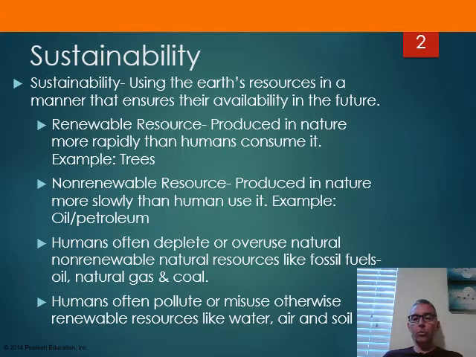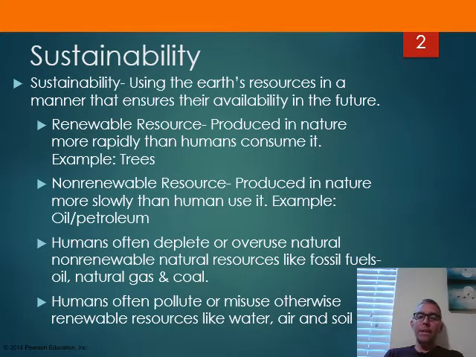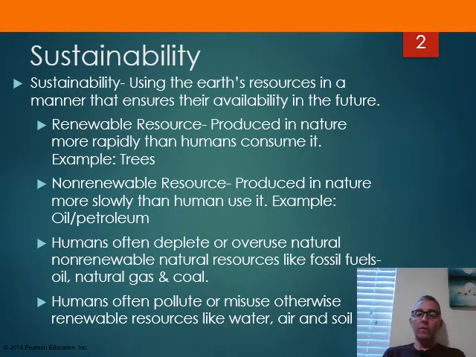And then non-renewable resources are those produced in nature more slowly than humans use it. So it's going to take longer to regenerate. We're using it faster than it can be replenished, in other words. So oil or petroleum, many of you are probably familiar with this, but oil is one of the fossil fuels, and they're called fossil fuels. You know what a fossil is.